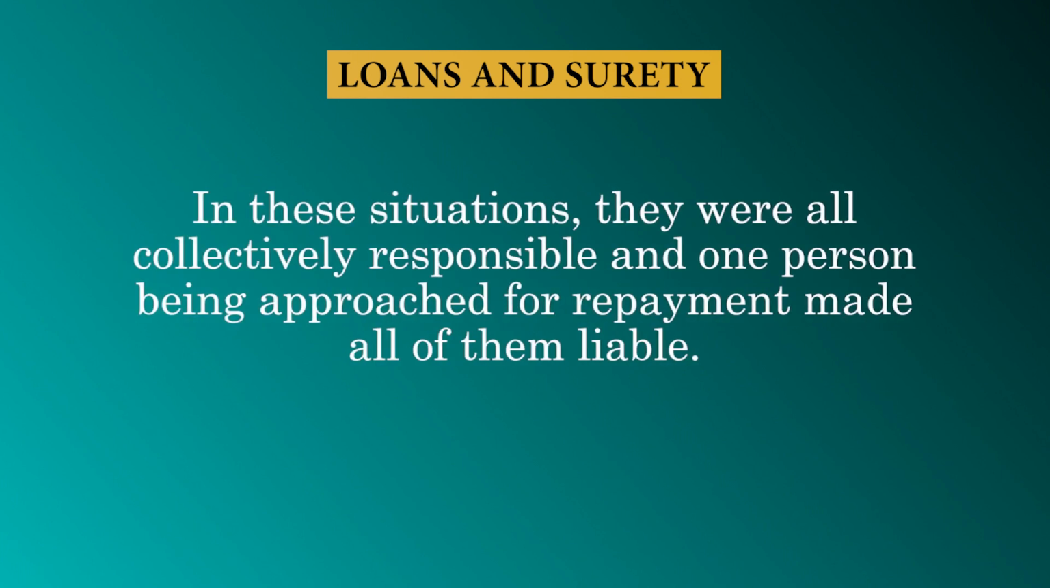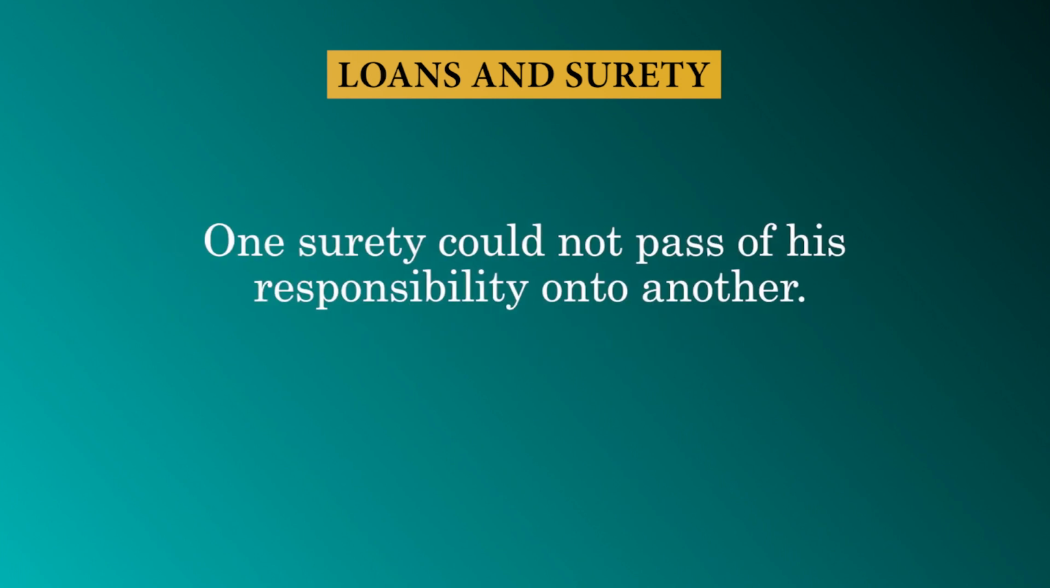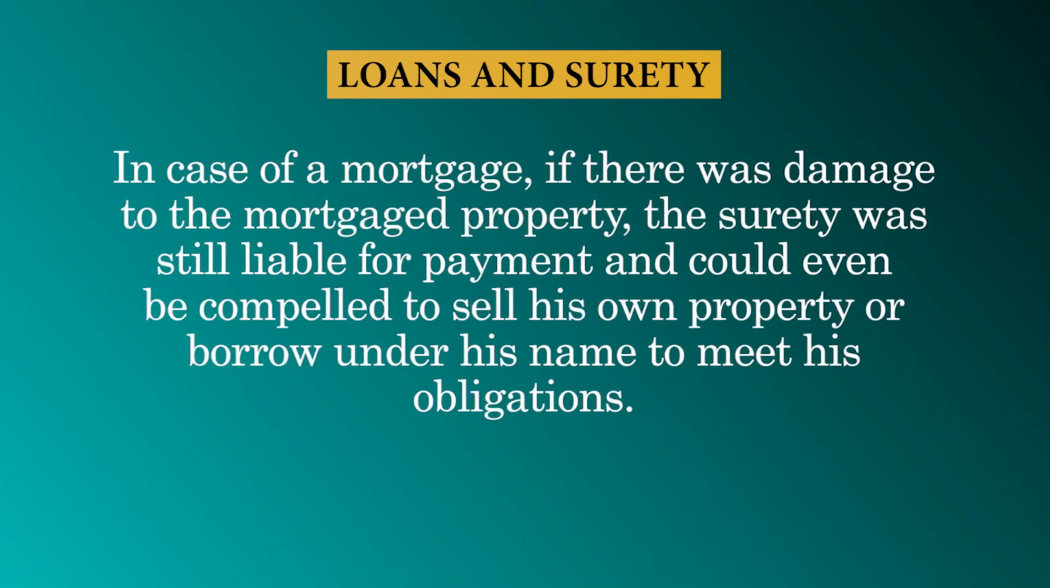In these situations, they were all collectively responsible, and one person being approached for repayment made all of them liable. One surety could not pass his responsibility onto another. In case of a mortgage, if there was damage to the mortgage property, the surety was still liable for payment and could even be compelled to sell his own property or borrow under his name to meet his existing obligations.